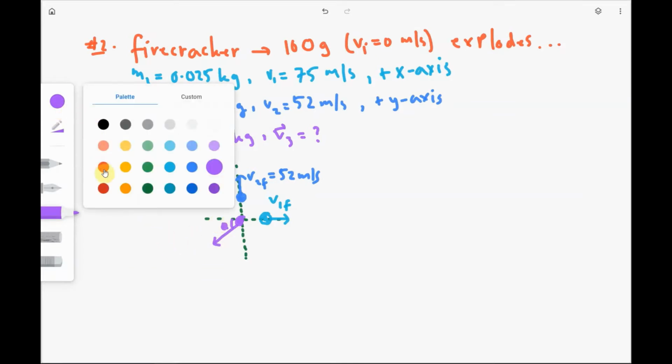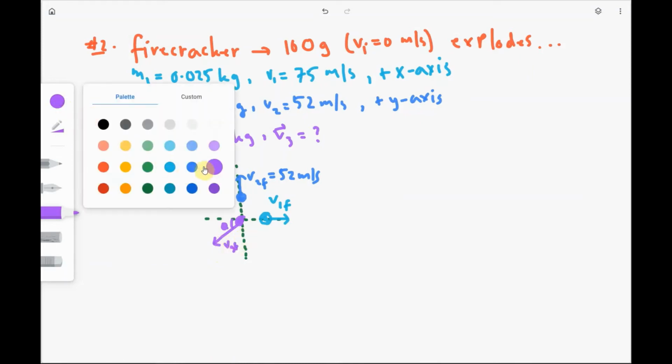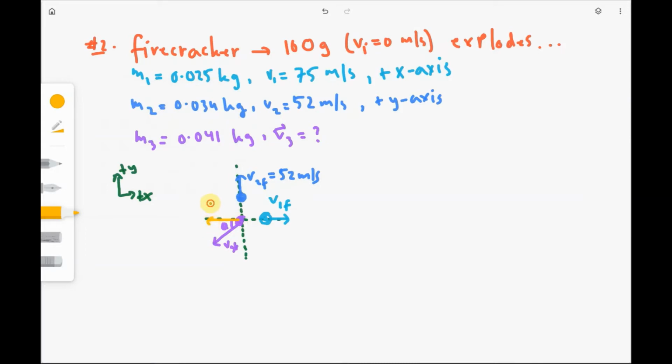So this is our very simple diagram. With our chosen axes, let's also not forget to denote this vector as V3 final, and since V3 final is not aligned with our chosen axes, it will have components along x and y. Let's call these V3 final x and V3 final y. Now our goal, remember, is to find the total velocity, both magnitude, that is the speed, and direction. So how would we go about doing that?